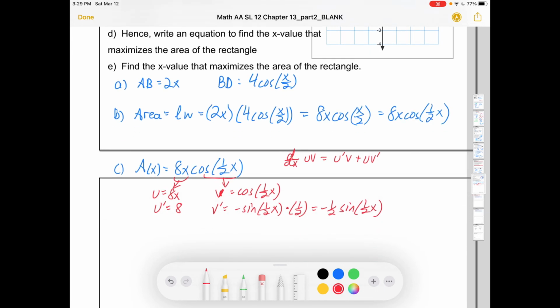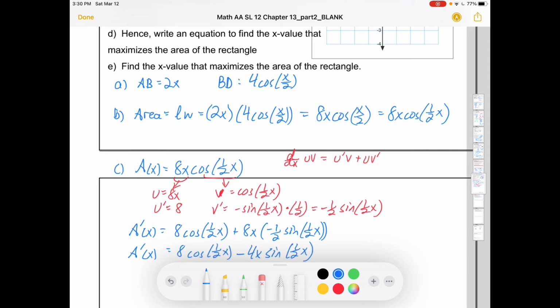And now we just plug and chug. A prime of x, or the rate of change of area, will be u prime v plus u v prime. Not cosine, but sine. Sorry. And we can clean that up a little bit.